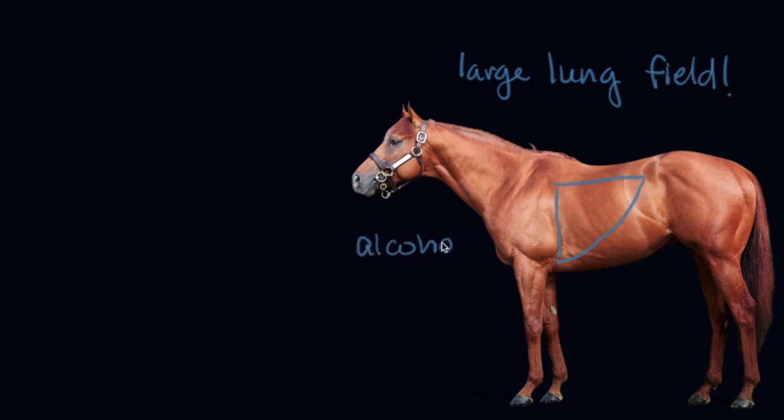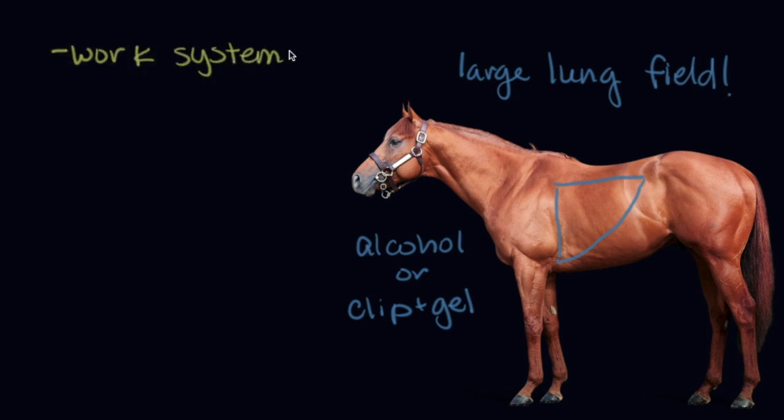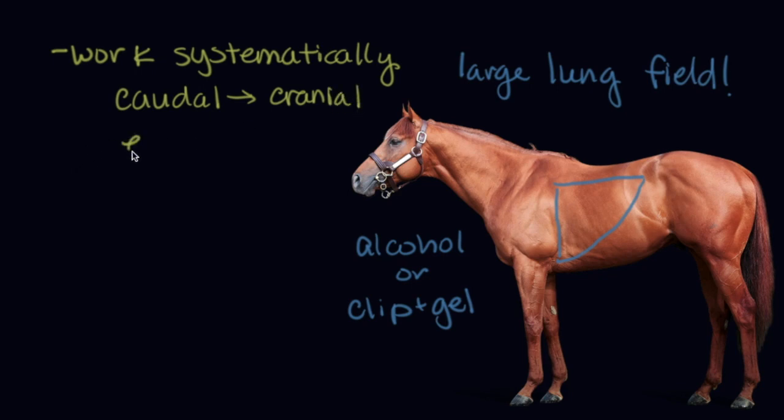Our general approach to ultrasound of the equine thorax is in the standing horse. You can choose to either use alcohol or clip the area and apply an ultrasound gel. Remember that horses have a large lung field extending from the 17th all the way up to the 4th intercostal space bilaterally. For this reason, we often choose to forego clipping to save time and the horse's patience. You want to use a systematic approach to be sure you scan each area of the visible lung field. I prefer to work in a caudal to cranial direction to be sure you get each intercostal space going forward.